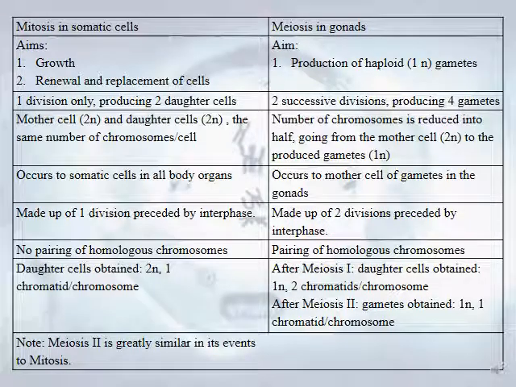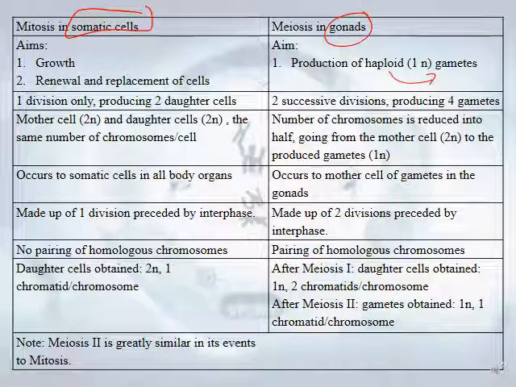Let's move to this very important table showing the comparison between mitosis and meiosis. Mitosis always takes place in the somatic cells. It occurs only in the somatic cells, while meiosis occurs in the gonads. Mitosis aims for growth or the renewal and replacement of cells, while meiosis is for the production of haploid 1n gametes, sperm and ovum. One division only, producing 2 daughter cells in mitosis, while meiosis has 2 successive divisions. What is the meaning of this? Meiosis 1 and meiosis 2, producing 4 gametes, 4 daughter cells.